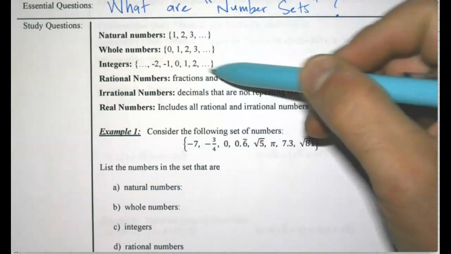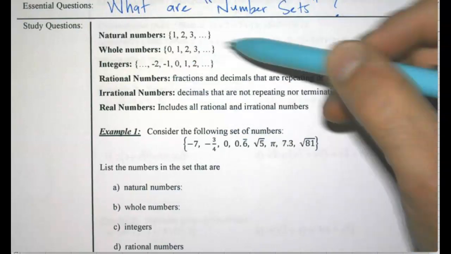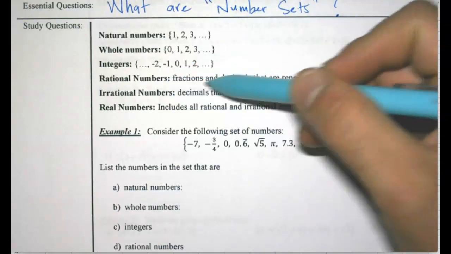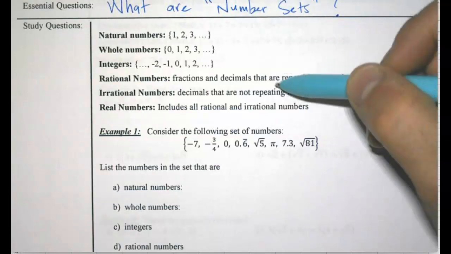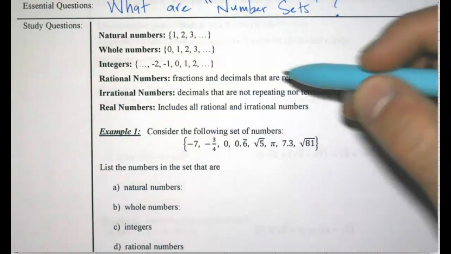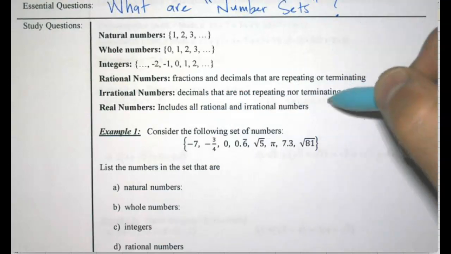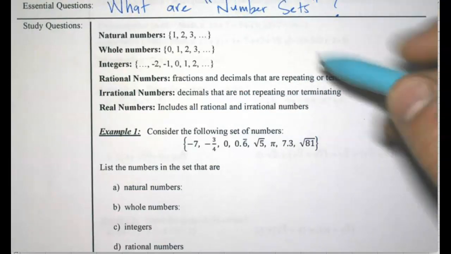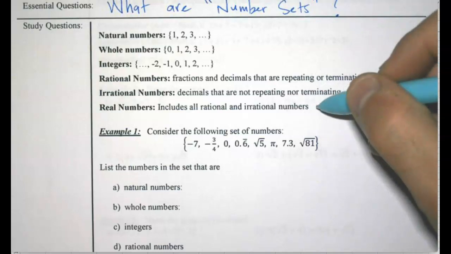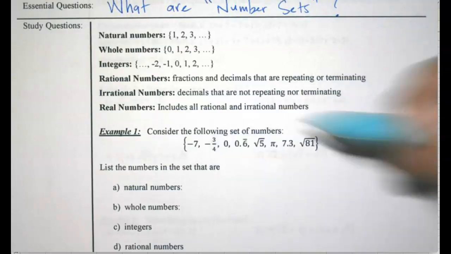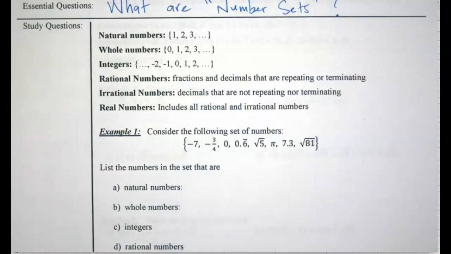Integers are negative and positive numbers with no fractions or decimals. A rational number is anything you can write as a fraction. And irrational is something that you can't write as a fraction, basically. And then real numbers includes all rational and irrational numbers. So the first one just wants me to classify the numbers.